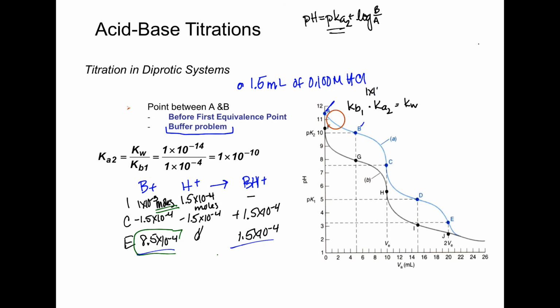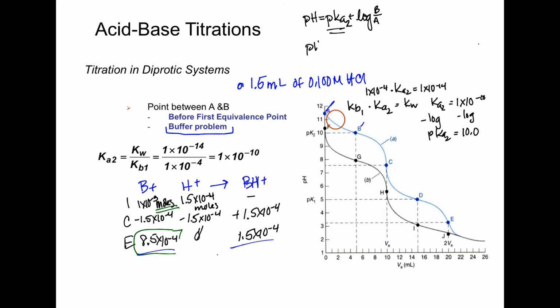Okay, so just to show you the work there. Kb1 is 1 times 10 to the negative 4. I'm trying to find Ka2. Kw is 1 times 10 to the negative 14. So when I solve for Ka2, I get 1 times 10 to the negative 10. And I'm trying to find the pKa2, so I need to take the negative log of both sides. And when I do that, I get a pKa2 of 10. All right, so now I'm going to put that in right here.